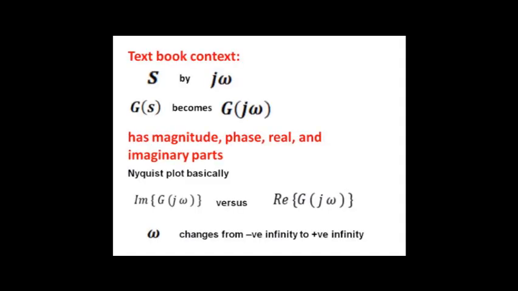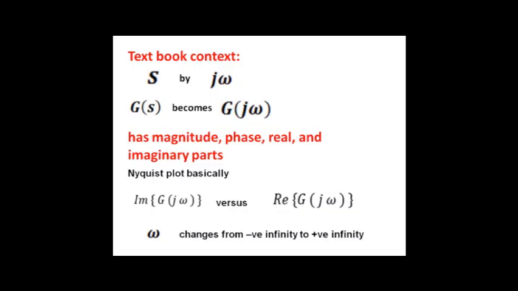Let us talk about the theoretical context of the Nyquist plot. We know that any control system is represented by G of S, when parameter S is replaced by j omega. Then the frequency function G of j omega has four components, namely magnitude, phase, real, and imaginary parts. The Nyquist plot is basically the graph of the imaginary part against the real part. The graph also traces a polar curve.